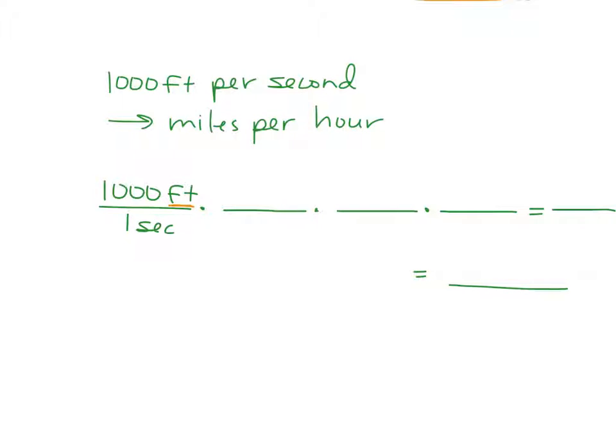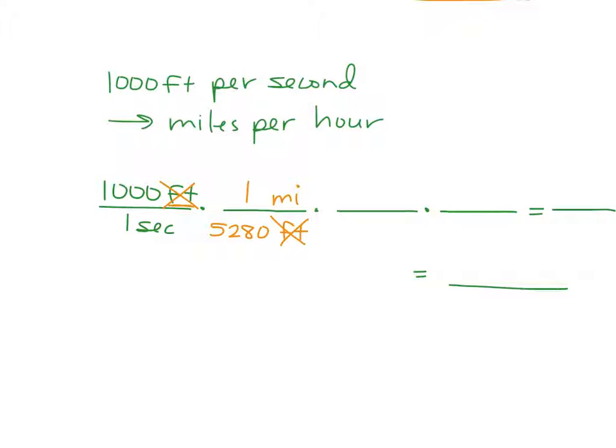So this is only going to take one conversion. Where are my feet going to go? In the top and the bottom. Feet are going to go on the bottom to cancel out, which means miles are going to go on top. What number is going to go on top? 1 mile is 5,280 feet. Your feet then go away, and we're in miles per second now.